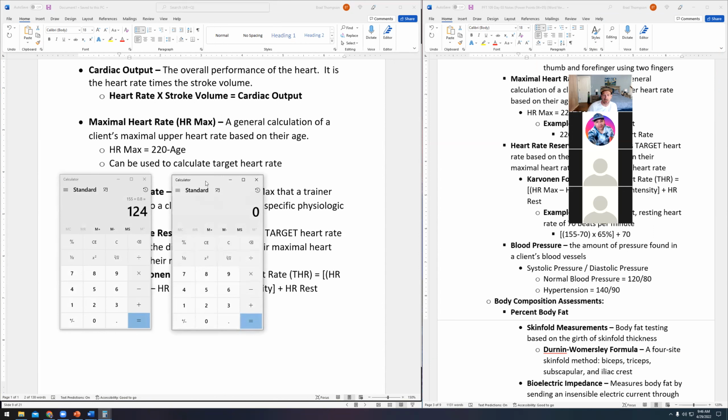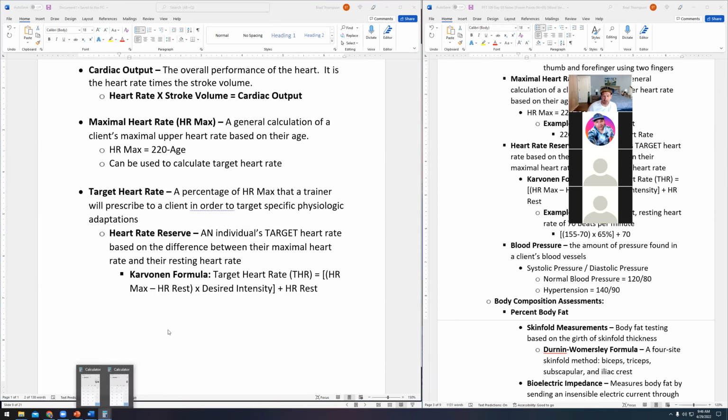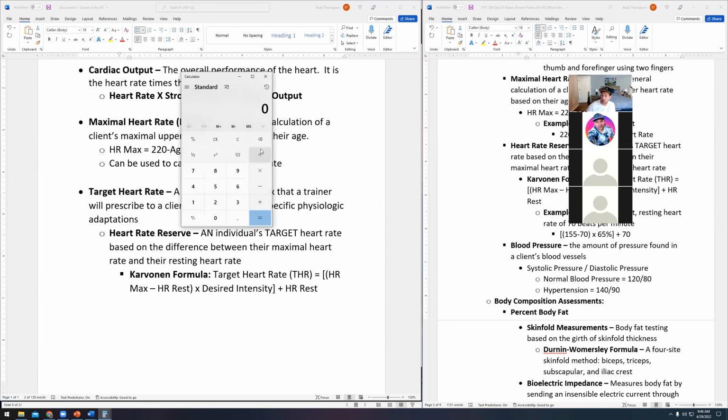So I'm going to take their target heart rate and figure it out using this formula here. Heart rate max minus heart rate rest. So I said their heart rate rest was 73 beats per minute. So 155, because remember, 220 minus their age, it was 155, right? So 155 minus 73, and now I get the number 82.